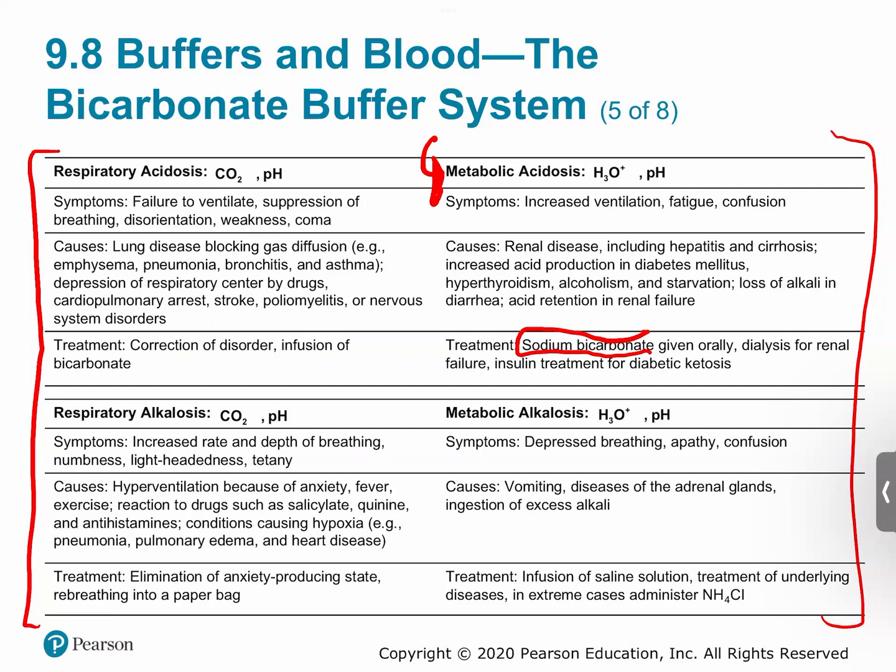And if you look here, like respiratory alkalosis, where you have this high breathing rate and you're losing too much carbon dioxide, you'll have to try to eliminate whatever has caused that anxiety, if that's the cause of the problem, and you can put a paper bag over that person's mouth to breathe into, to sort of reverse what's happening.